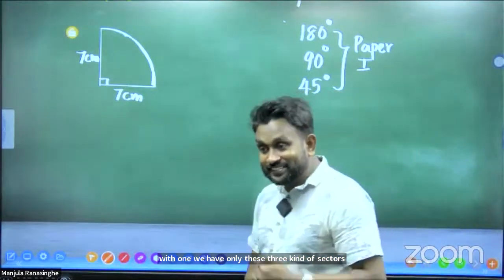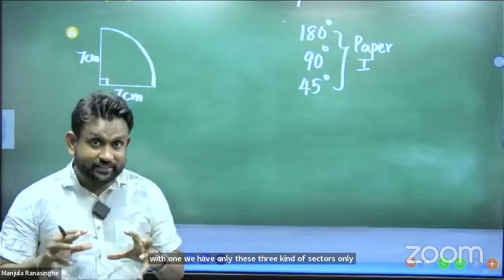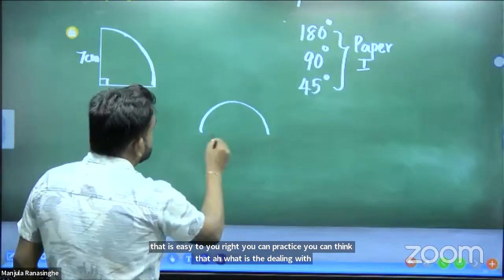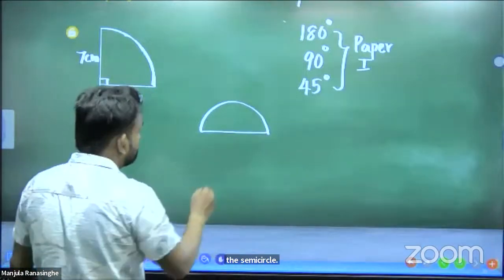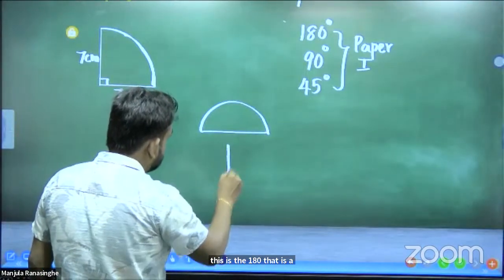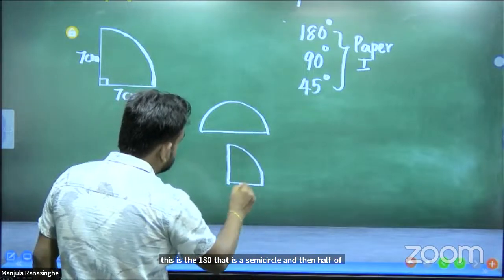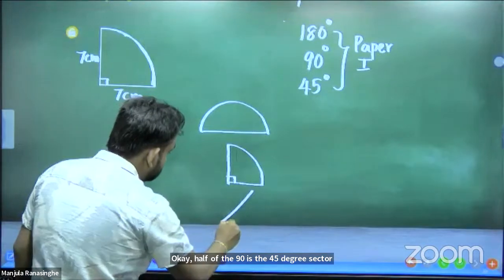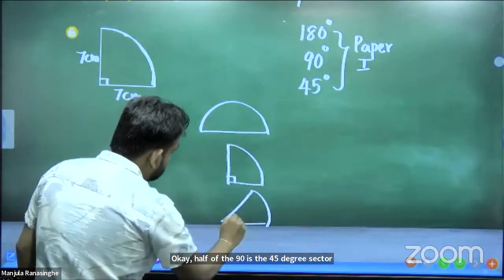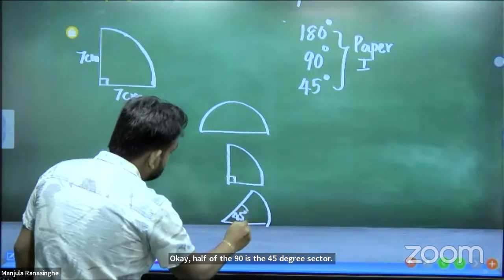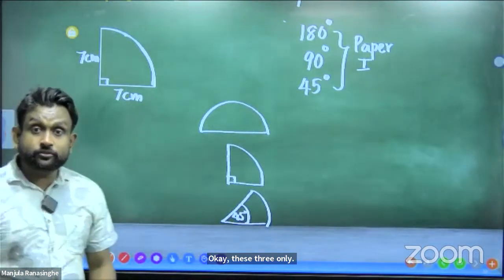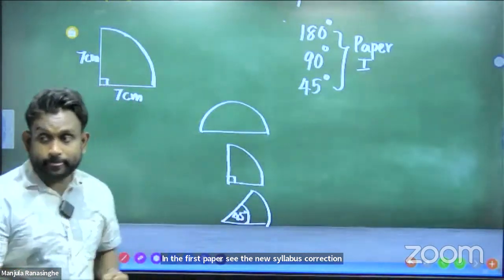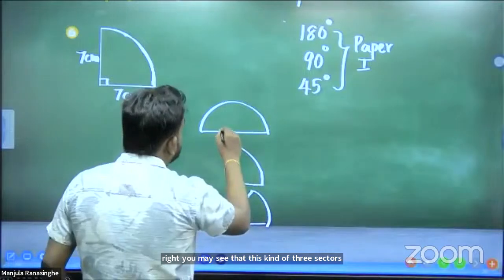Then that is easy for you, right? You can practice. Think about the semicircle: this is 180 degrees, a semicircle. Half of that is the 90 degree sector, and half of the 90 is the 45 degree sector. These 3 only in the first paper. See the new syllabus questions; you will see only these 3 kinds of sectors. So here 180 degrees.